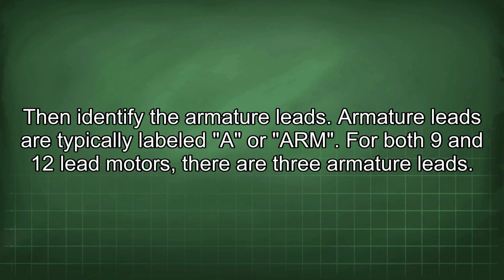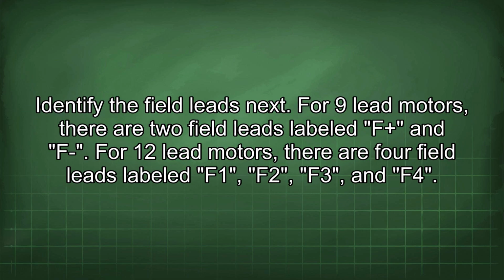Then identify the armature leads. Armature leads are typically labeled A1, A2, A3 or ARM. For both 9 and 12 lead motors, there are 3 armature leads. Identify the field leads next. For 9 lead motors, there are 2 field leads labeled F+ and F-. For 12 lead motors, there are 4 field leads labeled F1, F2, F3, and F4.